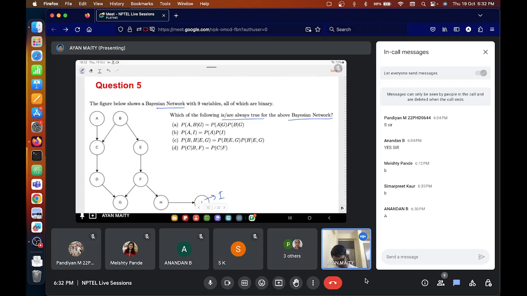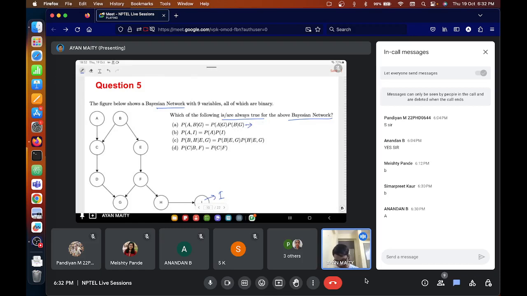So the correct answer is only option B. You have to check each of these options one by one to see which of these are true. The first option, option A, says probability of A comma B given G equals probability of A given G into probability of B given G.